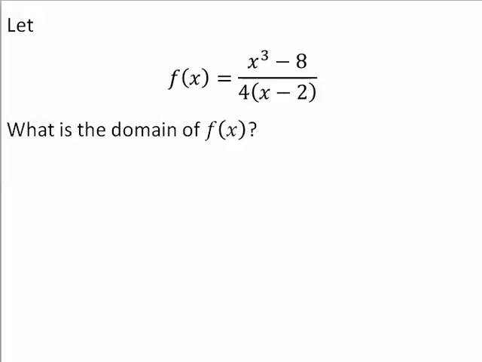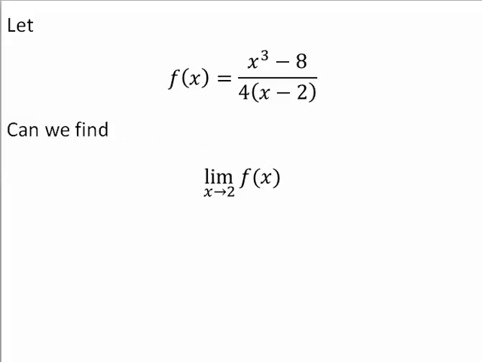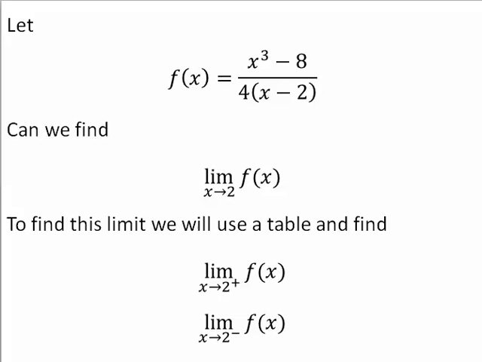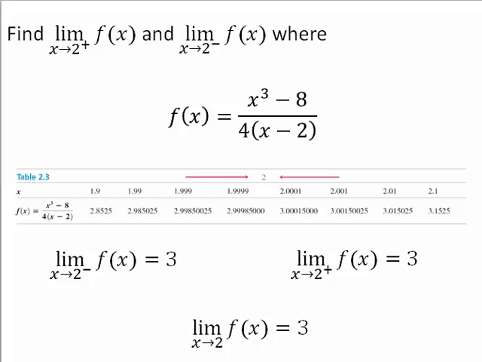Let's look at a new example. What is the domain of this function? The domain is all real numbers except 2. Can we find the limit of the function as x approaches 2? To find the limit, we're going to use a table, and we're going to find the limit as x approaches 2 from the right and from the left. Coming from the left, I get a value of 3. Coming from the right, I get a value of 3. The limits agree and are both equal to 3. And so the limit of the function as x approaches 2 is equal to 3.